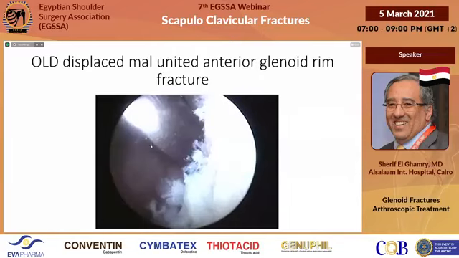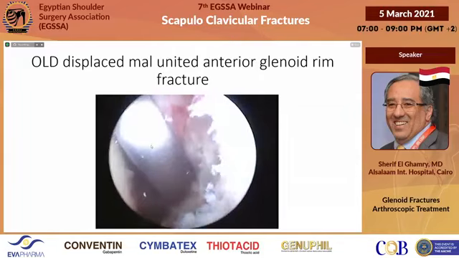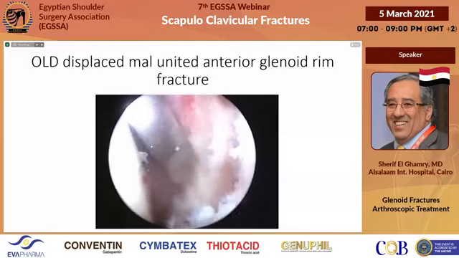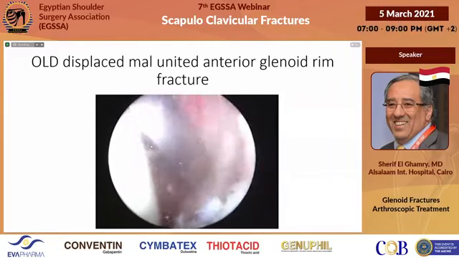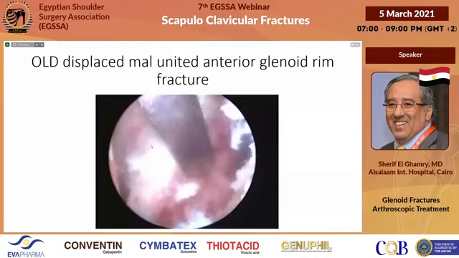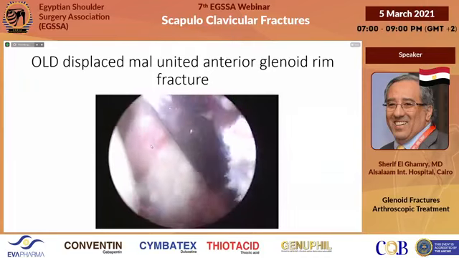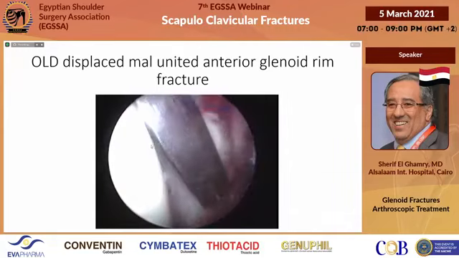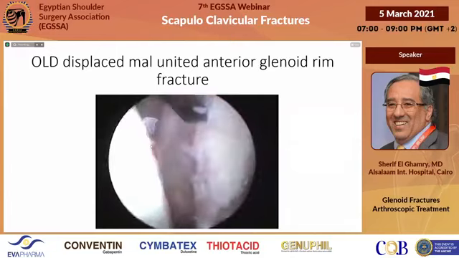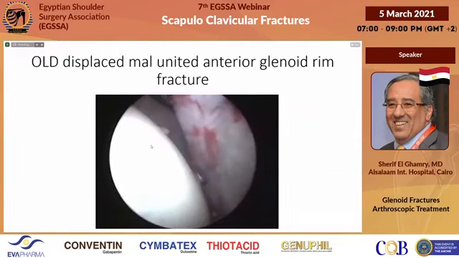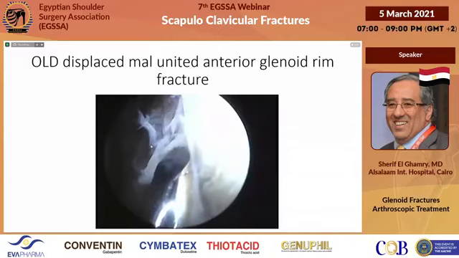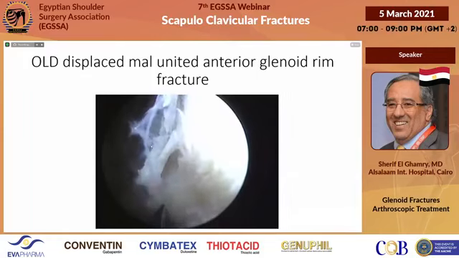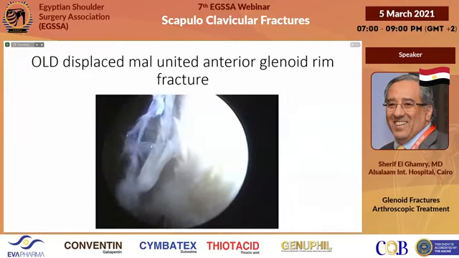This video shows an old displaced malunited anterior glenoid rim fracture. Here we can see the osteotome is used to release the malunited fragment. Then a bleeding surface is created, and then we try to push the fragment to reduce it. This is followed by passing the suture through the glenoid and the fragment, which is finally tied.